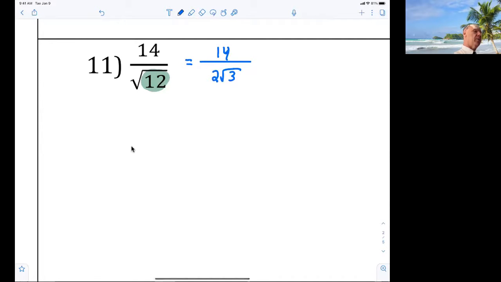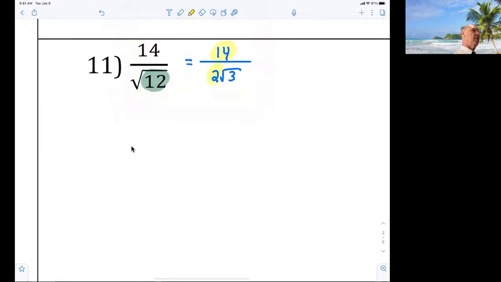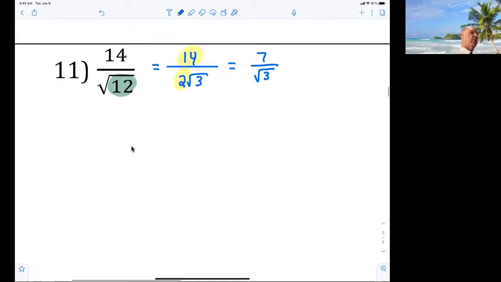Now, is it possible to reduce the 14 and the 2? Yes, because those are both rational numbers. So 14 divided by 2 is 7. So now we have 7 over radical 3. Now what do I have to do? Make it rational. Rationalize the denominator. Thank you, which means I'm multiplying the top and bottom by radical 3. Final answer: 7 radical 3 over 3. Yep, 7 radical 3 over 3.